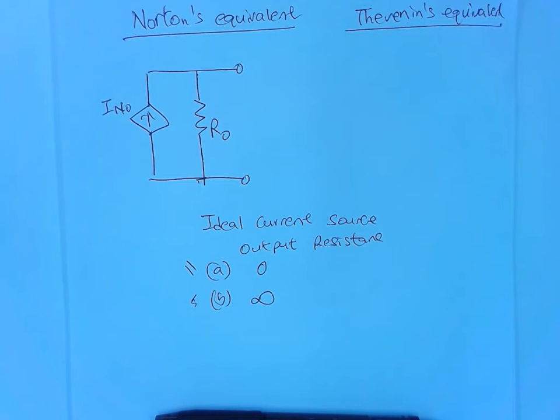Right, but the output resistance is RO, right? We're asking about what is the ideal value of RO. So from this step, how do you go to the point that RO should be 0? Right, you see what's going on here? The point is, how do we go from this to RO should be 0? That is not clear to me at this point.